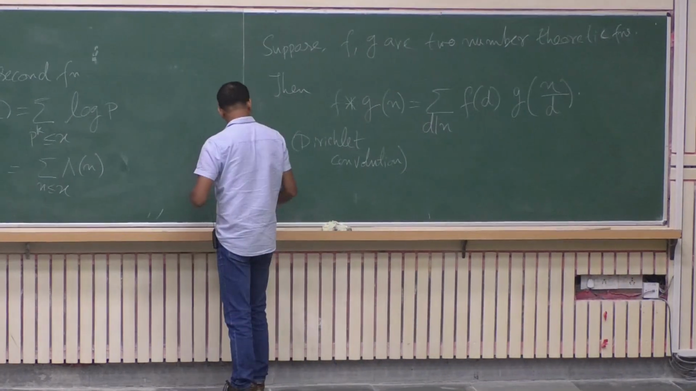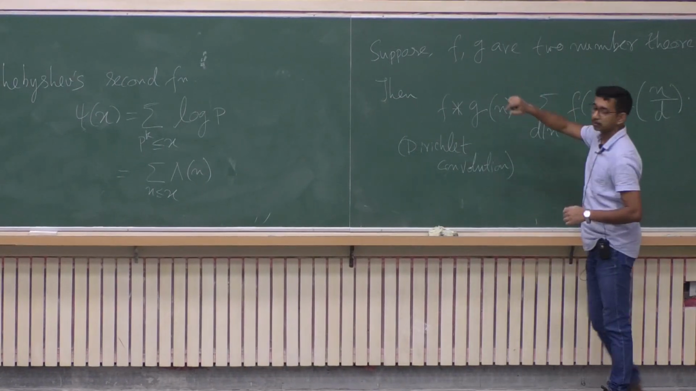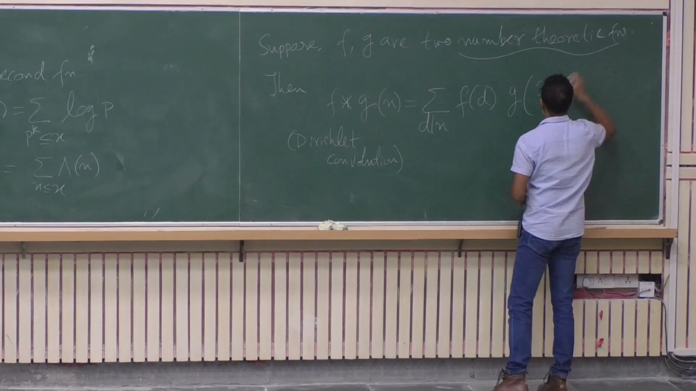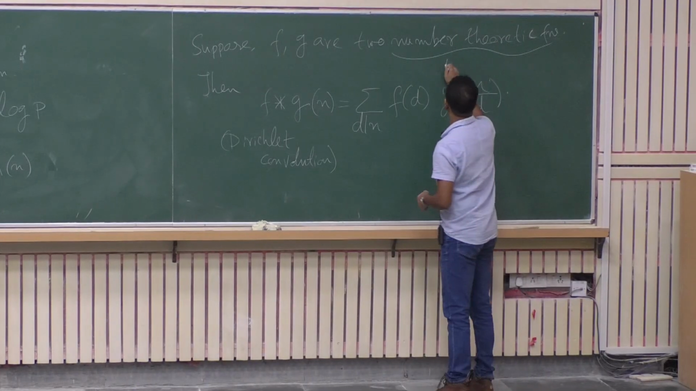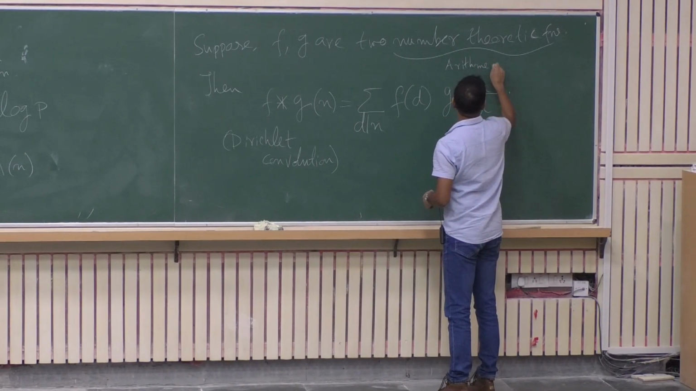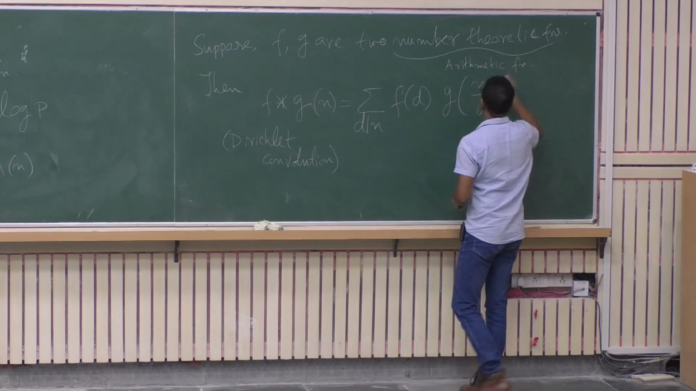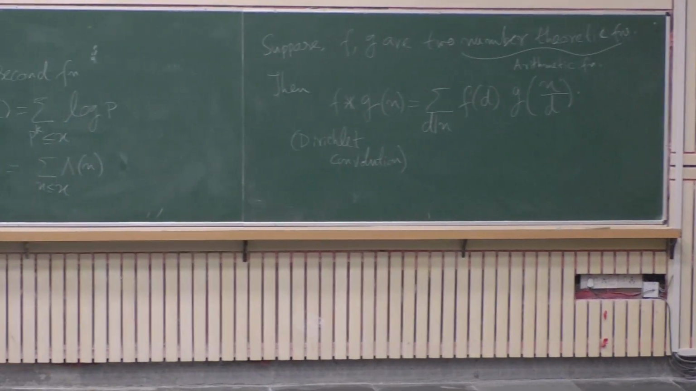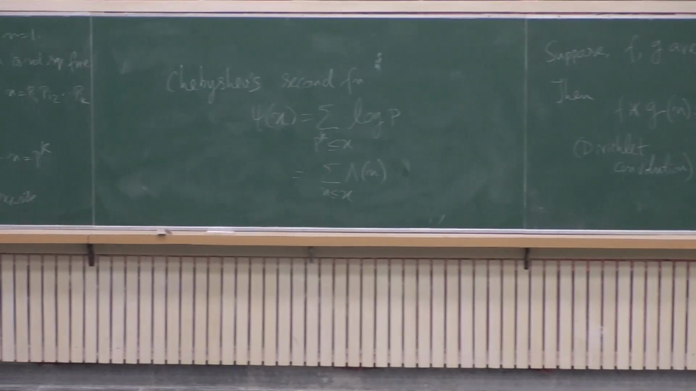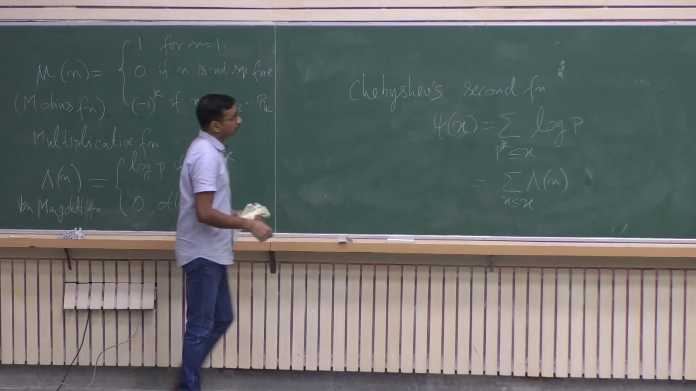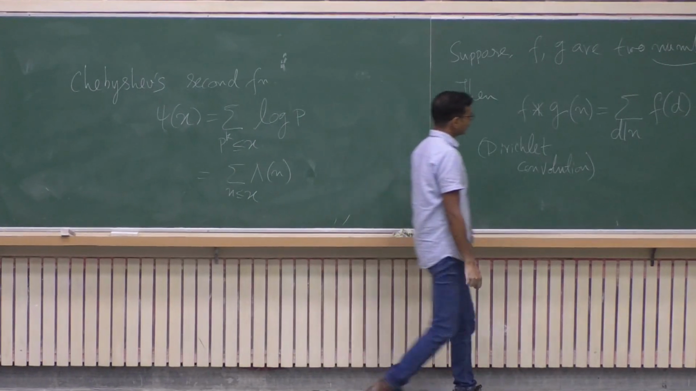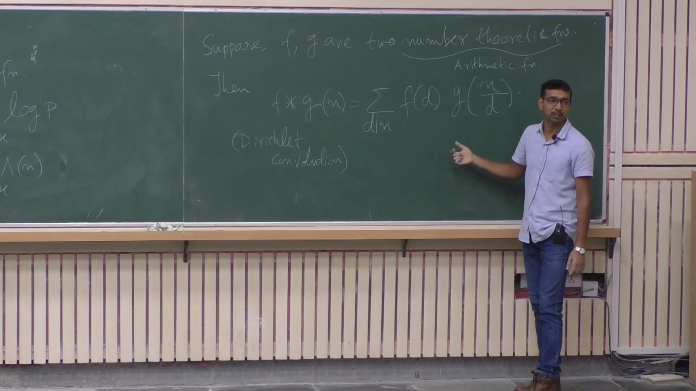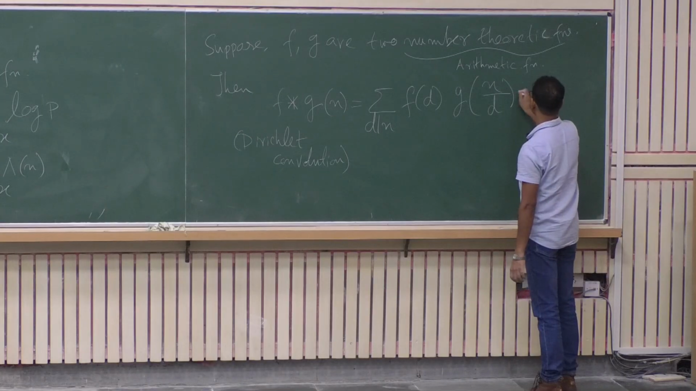Note that here we write number theory function, and there we wrote arithmetic functions. They mean the same thing. So here, now we note a few things about the convolution. The first thing is that it's commutative. Of course, you can replace d by n by d.